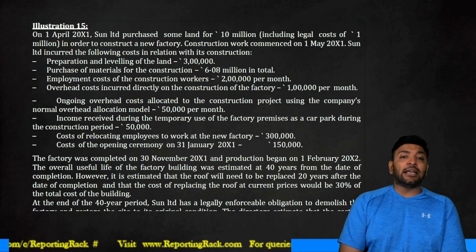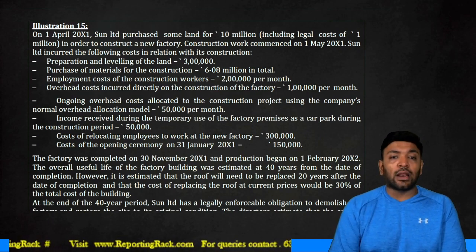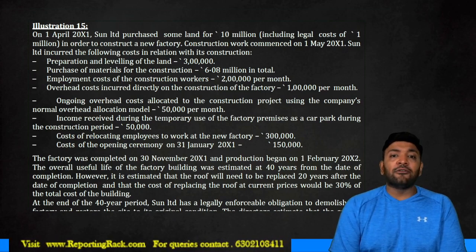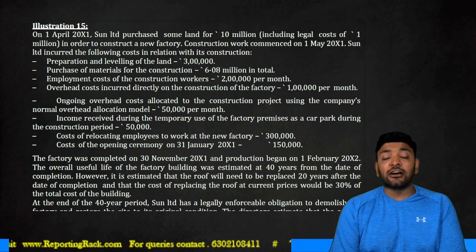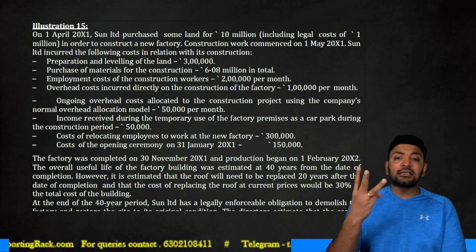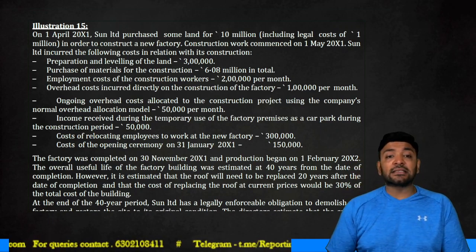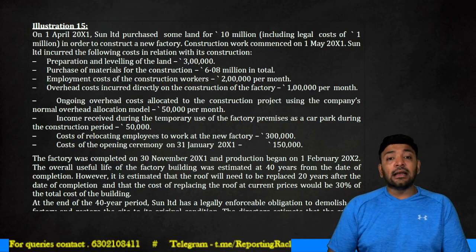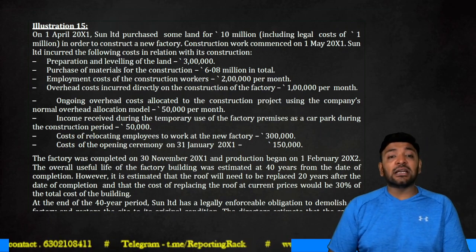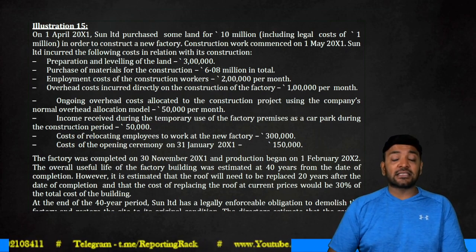The factory was complete on 30th November and the production began on 1st February 2012. So guys, it was completed on 30th November. If you look at when did he start, on 1st May? May, June, July, August, September, October, November. So about 6 months exactly has to be considered. Should I consider November as well? Yes, I should consider November as well because it happened on 30th of November. So therefore it should be considered as 7 months and not as 6 months.